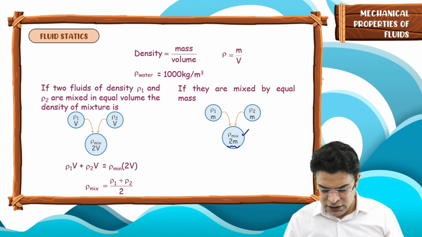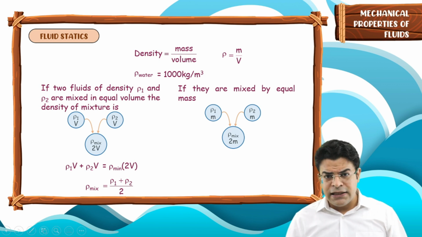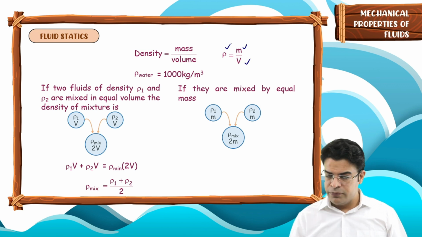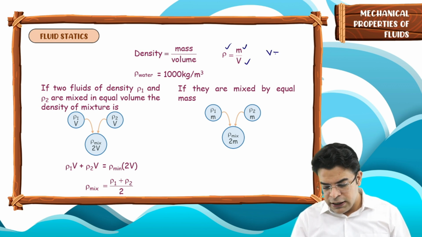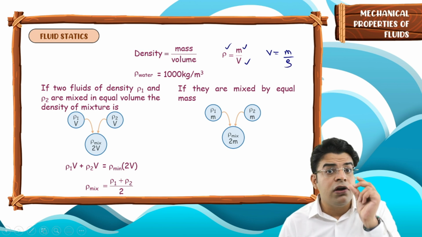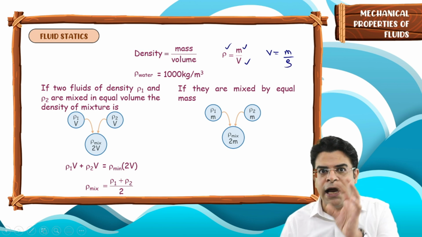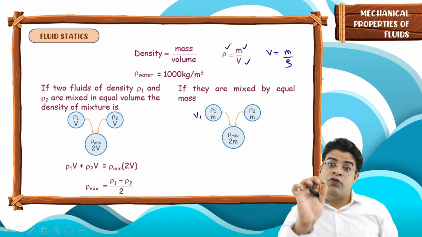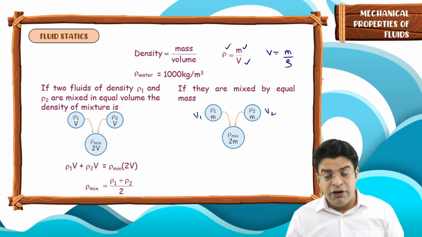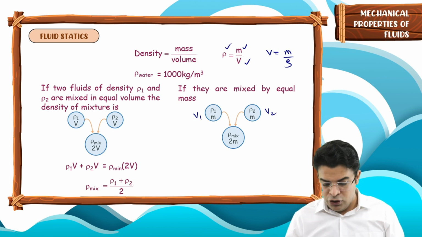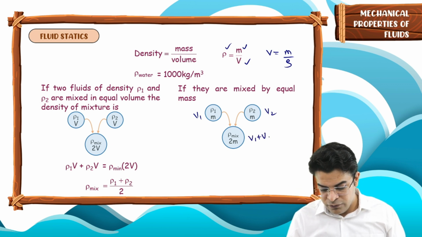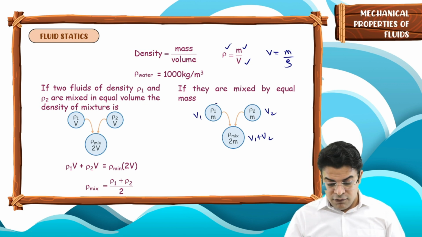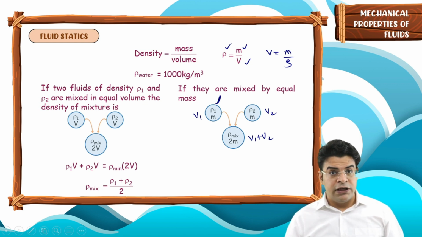How to find? So see, we can say density equals mass upon volume. Yes. So volume has to be equal to mass upon density. I can find out what is the volume of the first fluid added. Let's say V1. I can find out what is the volume of the second fluid added. Let's say V2. And when we add them up, the overall volume has to be V1 plus V2. So we can say the volume of first fluid added is m by ρ1.